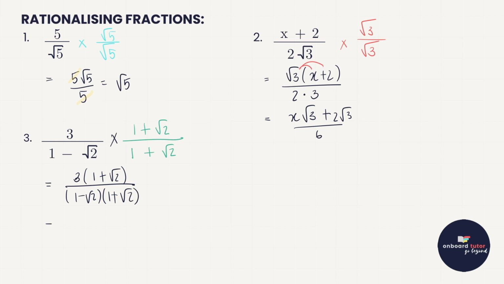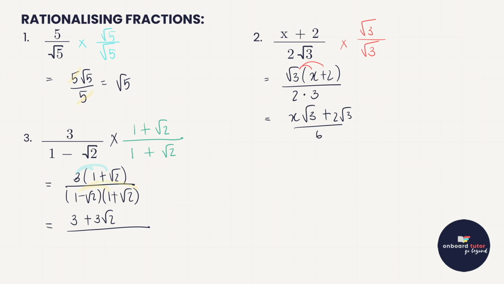Okay, and then if we FOIL that out, well, let's first of all distribute there in the numerator. So 3 times 1, 3 times root of 2. So 3 plus 3 root 2. And then in our denominator, let's quickly FOIL this, and then you'll see what's going to happen.